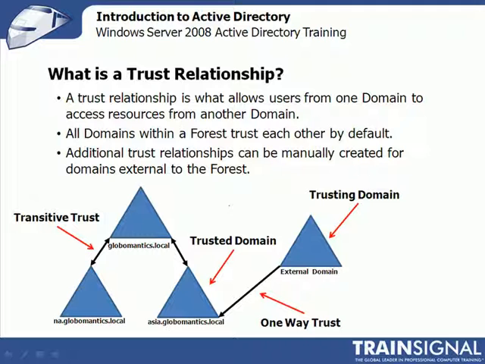Well, in order to do that, if we had another domain, and here I just have it listed as external domain, we'll just say it's a domain from some other forest, what you can do is manually create a trust relationship between that domain and a domain within your forest. Now you'll notice in this case it's a one-way trust. The arrow is only pointing in one direction.